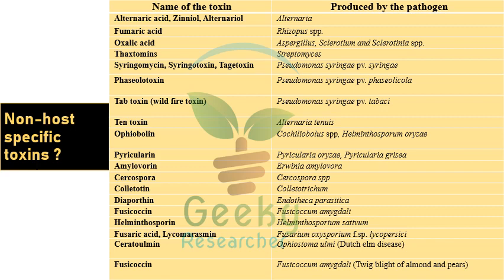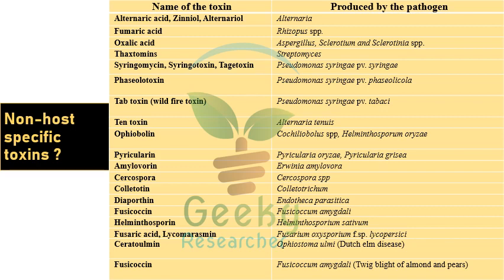These three are very, very important. They will ask, for example, syringomycin toxin is produced by which pathogen: Pseudomonas syringae pathovar syringae. So syringomycin, syringotoxin and tetrodotoxin are produced by Pseudomonas syringae pathovar syringae. Phaseolotoxin is produced by Pseudomonas syringae pathovar phaseolicola. Tab toxin is otherwise called wildfire toxin, which is produced by Pseudomonas syringae pathovar tabaci.